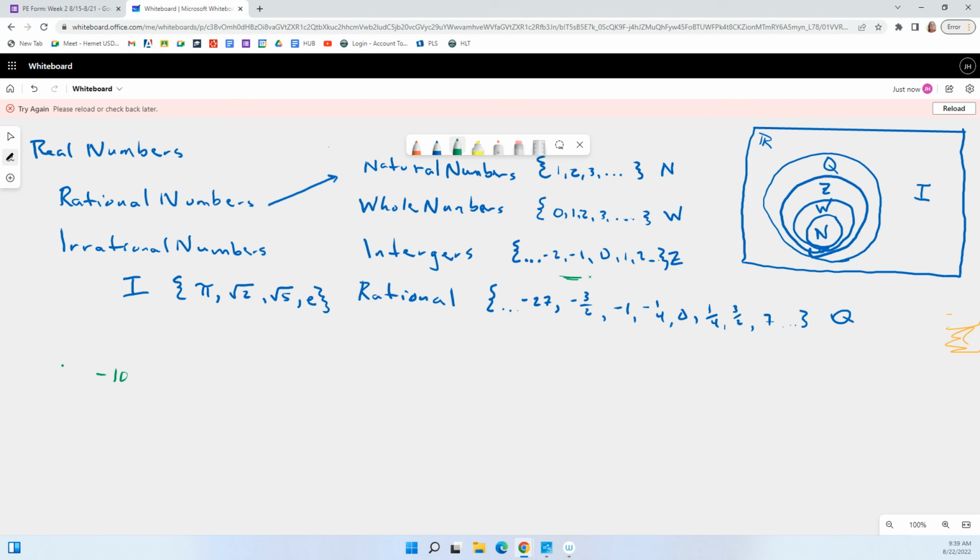And it is a negative whole number, right? It's a 10. It's not some weird fraction, right? It's not like 10 over 3 or anything like that. It's just negative 10. So the smallest group it's going to belong to is the integers.